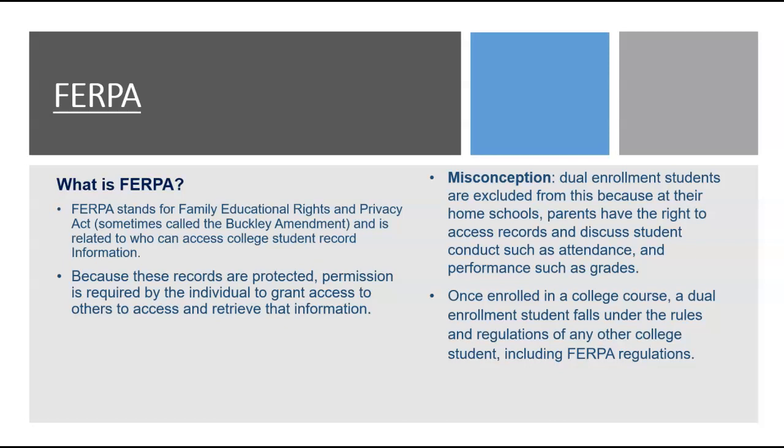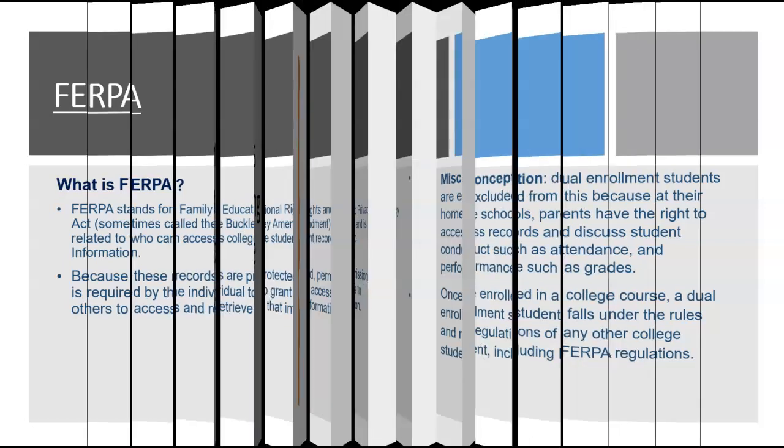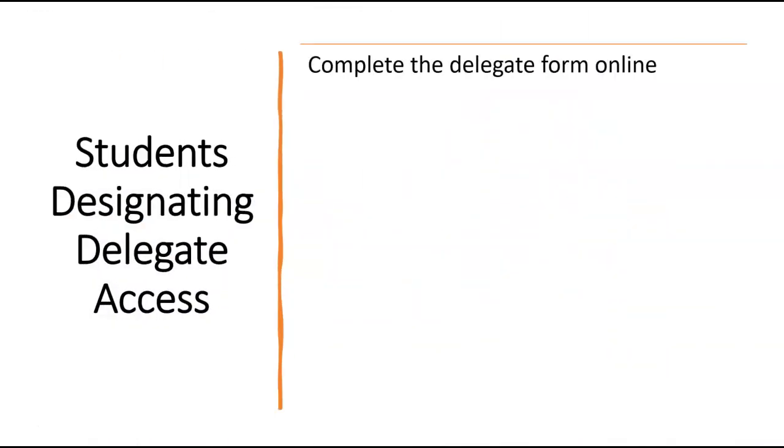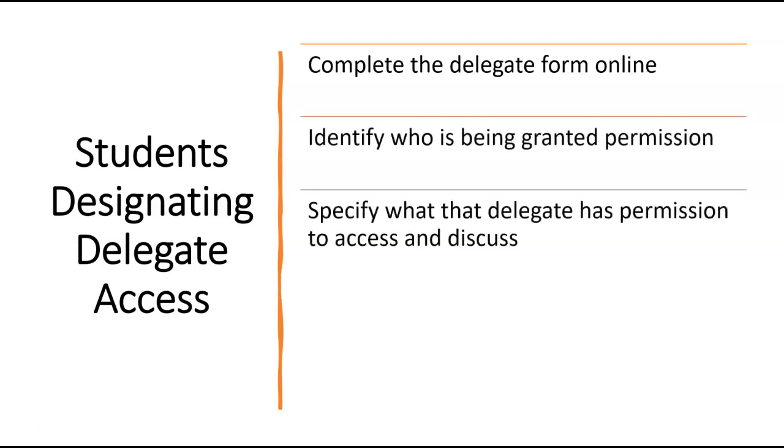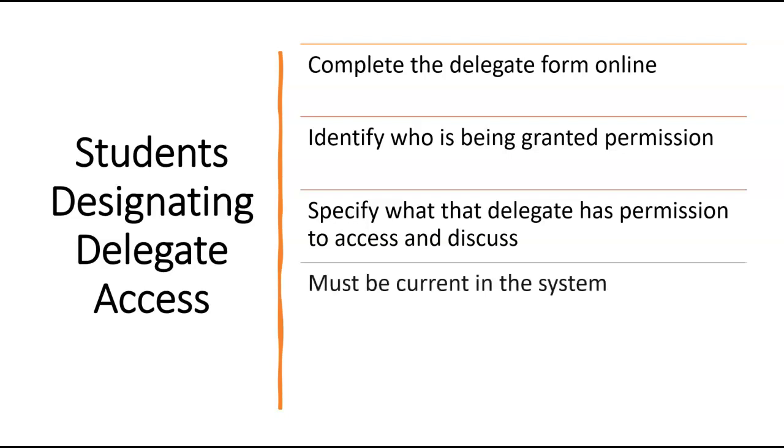Whether you have a 13-year-old homeschooled dual enrollment student or a newly graduated 18-year-old or a returning 42-year-old woman with 3 children, these rules apply. In order for a student to grant delegate access, they fill out a form online through their My Daytona State portal. On that form, the student will identify who is being granted permission and specifically what they have permission to access and discuss. This must be current and in the system for any faculty or staff to share information with anyone other than the student.